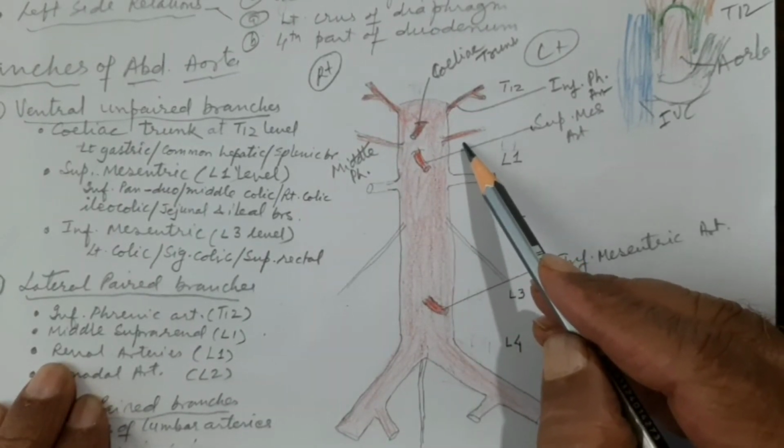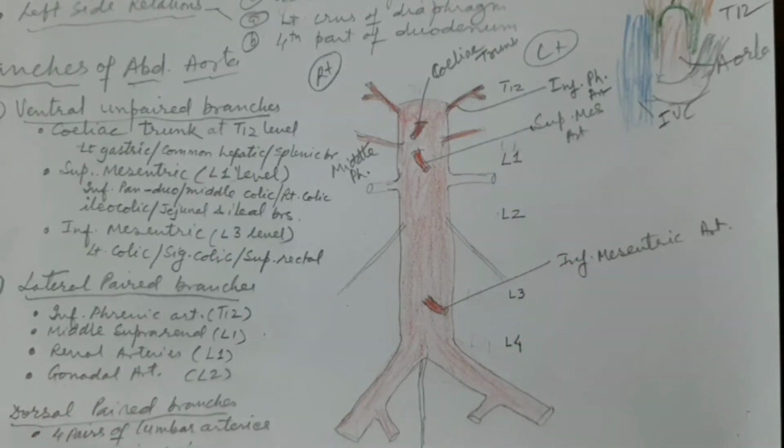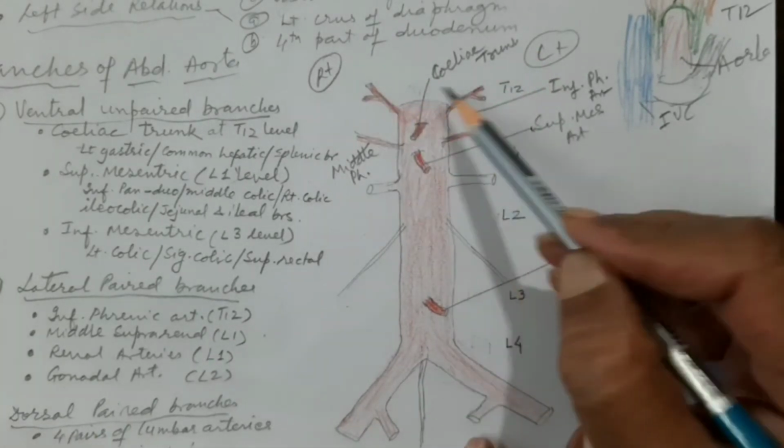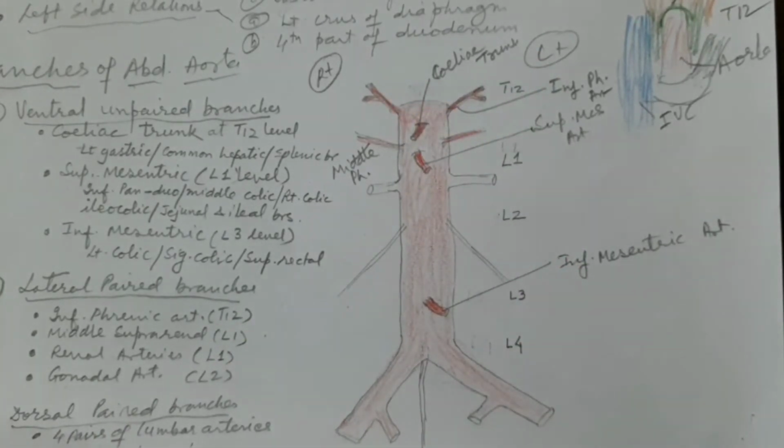Where is it going? It is going to the suprarenal gland. Another branch I told you, the superior suprarenal, will come out from the phrenic itself.